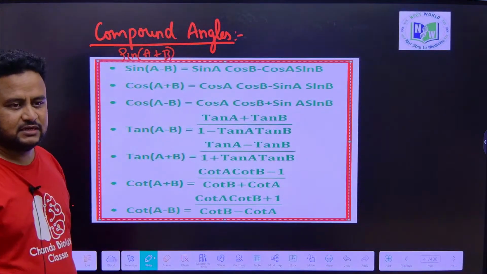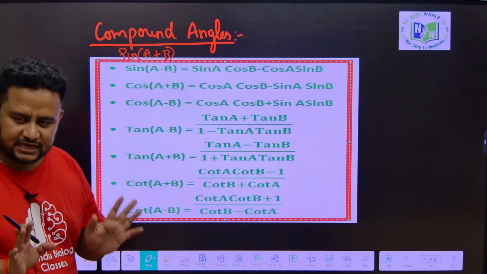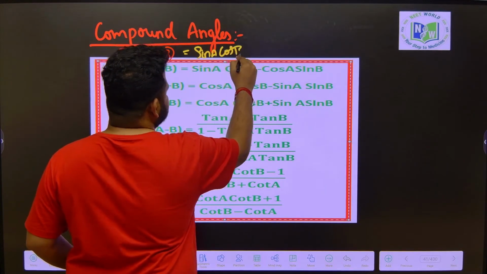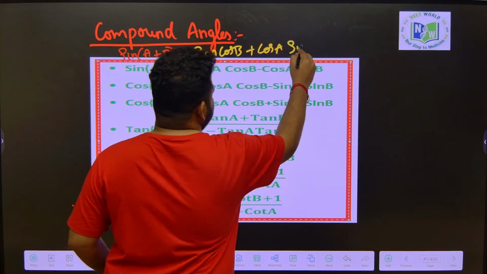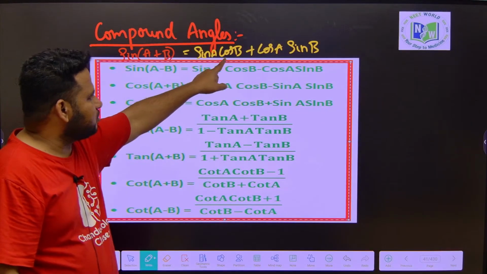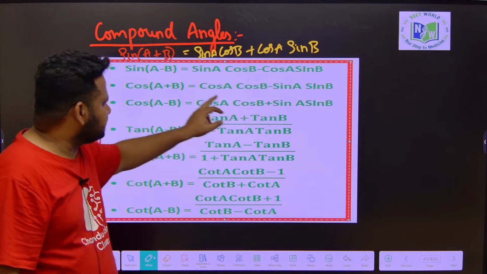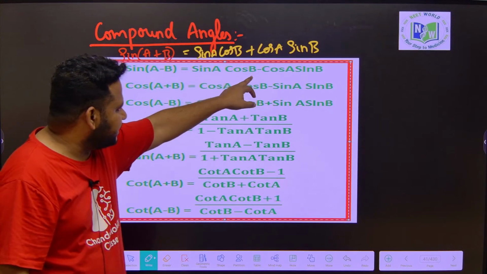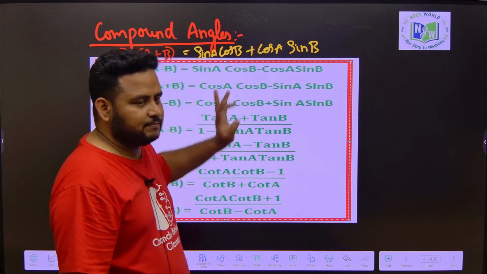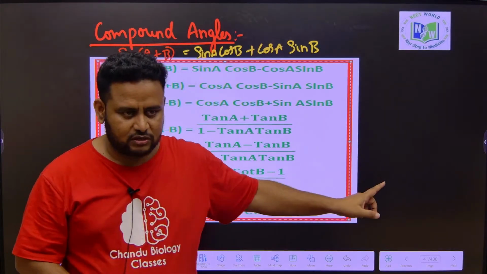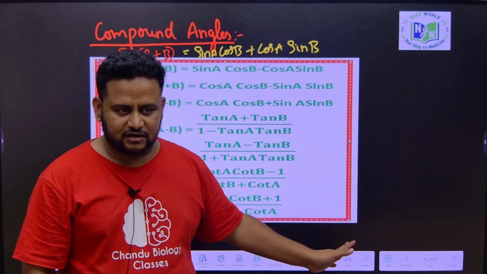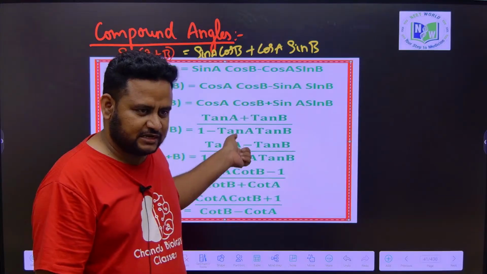Sin of a plus b is nothing but, I told you sin will cooperate with anyone, sin a cos b plus cos a sin b. Why is it plus? Understand one thing. Sin of a minus b is sin a cos b minus cos a sin b. Why minus? Because here plus is there, here also plus. Here minus is there, here also minus. If I ask sin to close the door, he will close the door. If I ask sin to open the door, he will open the door. So if it is plus, it will be plus. If it is minus, it will be minus.